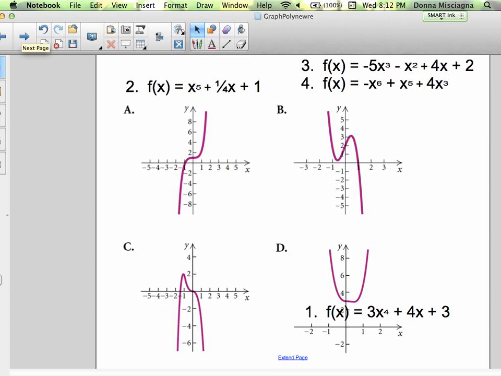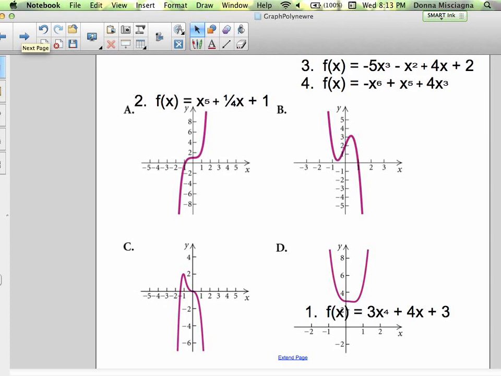Number 2, f of x equals x to the 5th plus 1/4 x plus 1. Exponent's 5. That's odd. Leading coefficient, we look, the coefficient's 1. That's positive. I'm not giving you much help on this one. Now, which graph here is odd degree but has a positive leading coefficient? Where should I move number 2? If you said I should move number 2 to A, barely move it at all, ding, ding, ding, you are correct.